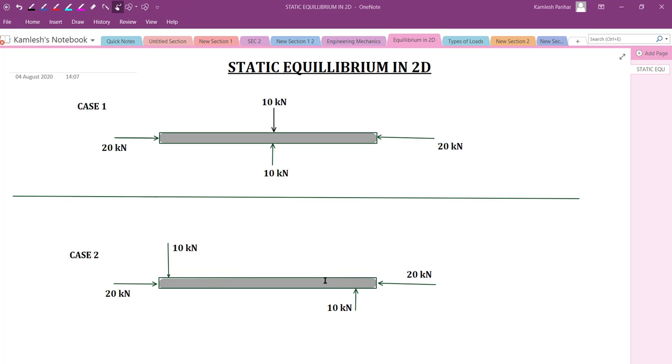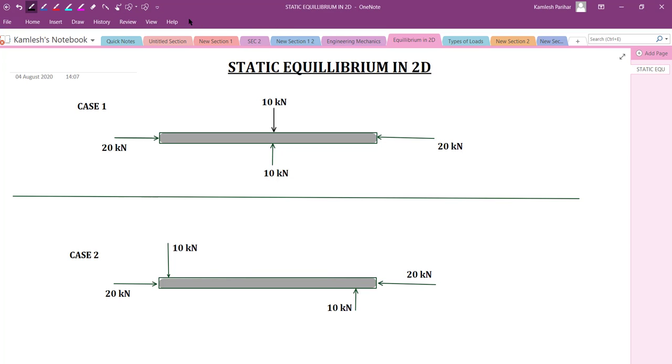To understand it better, let us take an example. On the screen, you can see two cases, case 1 and case 2. With the help of this example, we will understand this static equilibrium. So what you can see here is that on a body, in case 1, 4 forces are acting: 20 kN, 20 kN, 10 kN, 10 kN.